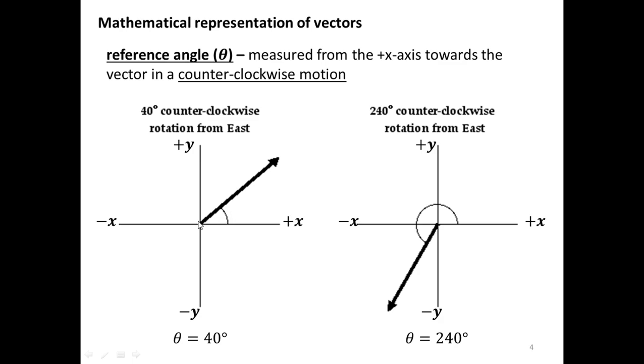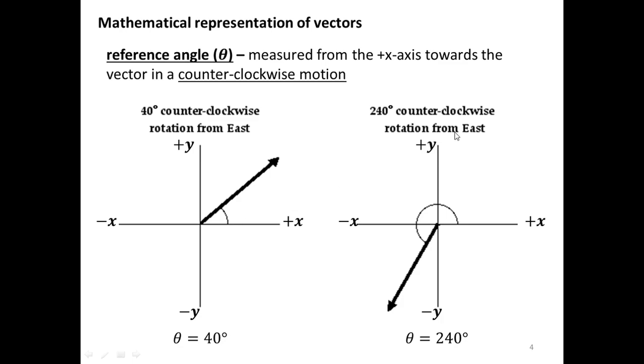So your positive x-axis should be going towards the right. The negative x-axis should be towards the left. Positive y is upwards and negative y is downwards. So let's be uniform in using this one. Your reference angle should be measured from the positive x-axis towards the vector in a counterclockwise motion, which means that if this is the vector, then you should measure this reference angle from this positive x-axis towards that direction, not the clockwise direction, but this one. So for this example, your reference angle is this angle.